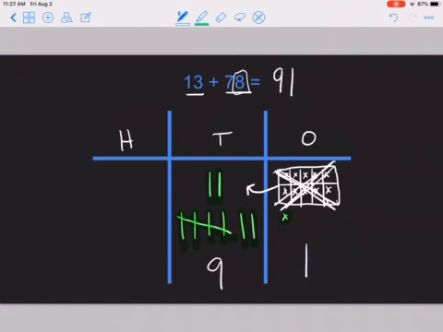Again, we regrouped that time because we had more than 9 ones in our ones place. We had 11. So we took 10 of those ones and made a 10 and moved that 10 over to the tens place, and we had 1 one left over. We had 1 one remaining.